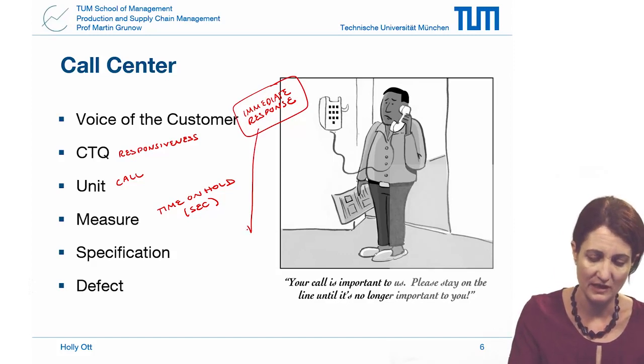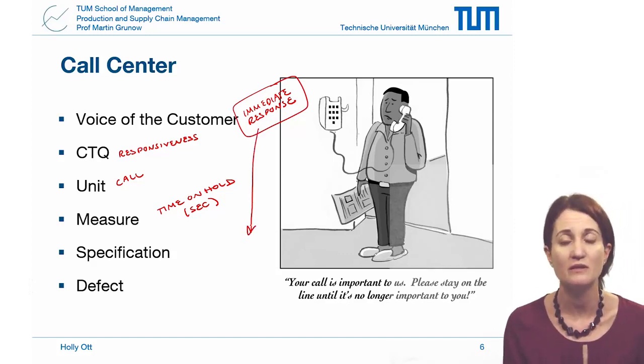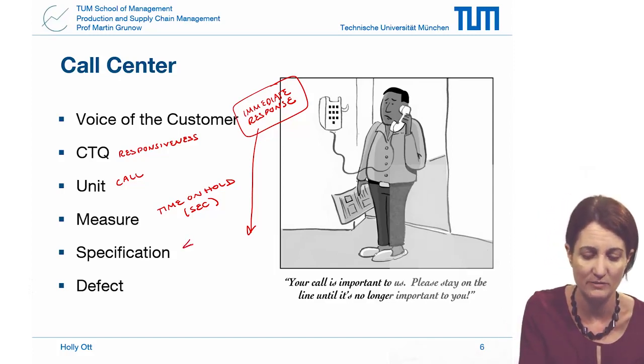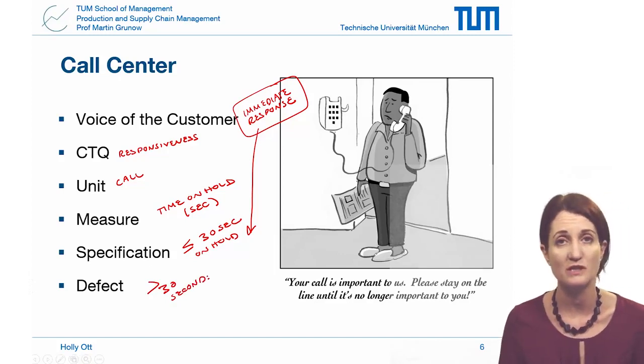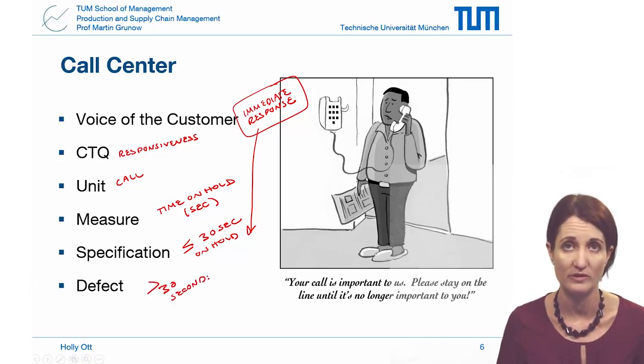Maybe that's not entirely possible. So we look at a specification that is reasonable, something that we can specify that we would then maybe improve on, or something that at least is equivalent to what the competition offers. So for example, less than or equal to 30 seconds on hold. And a defect then is if you're greater than 30 seconds. A defect occurs in your process if a customer has to wait more than 30 seconds.